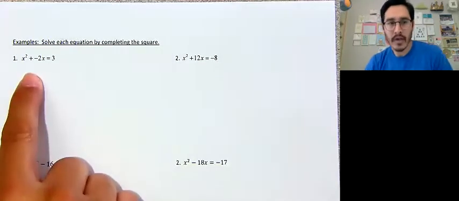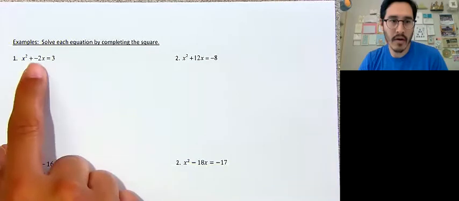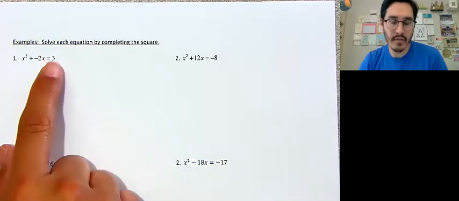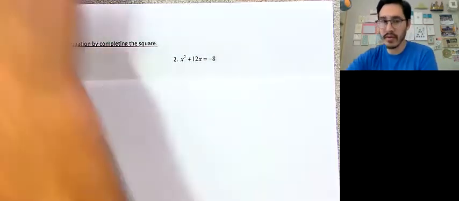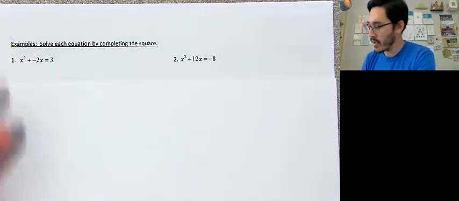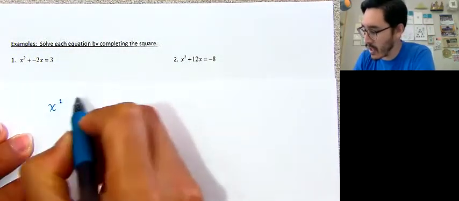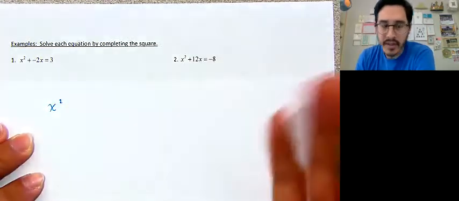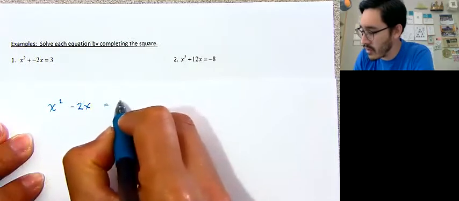All right, so let's look at this first example. Our equation is x squared plus negative 2x equals 3. I am probably going to be writing super big, so I'm just going to use a separate sheet of paper to work out this equation. I can write it as plus negative 2x, but I'm just going to choose to write it as x squared minus 2x equals 3.